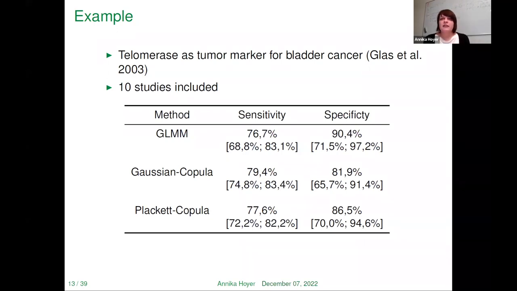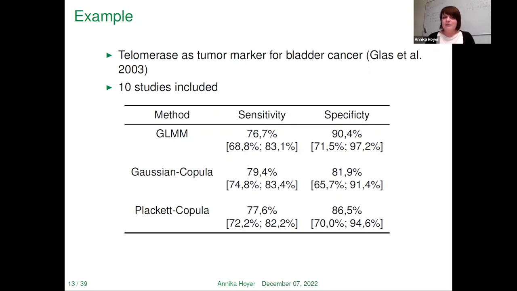So you see that all three methods lead to similar results in terms of sensitivity and specificity. We have slight differences. The specificity of the generalized linear mixed model is highest compared to the copula approach. But in terms of sensitivity, we have rather comparable results between the different approaches.